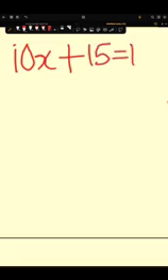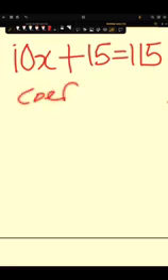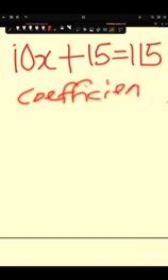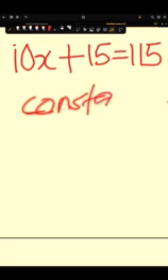is equals to 115. When we are faced with a question that is similar to this, what we are expected to do is to find x. What is x? In trying to find x, the first step to take is to collect like terms. The way we normally do it is that we look for the coefficients and allow them to stay on one side, and we also look for the constants to stay on one side.